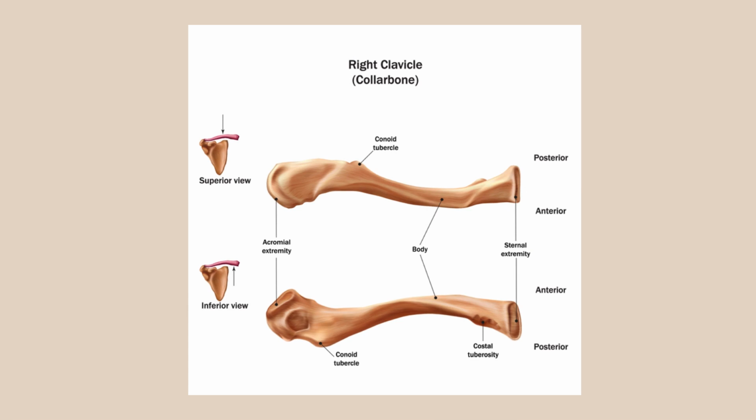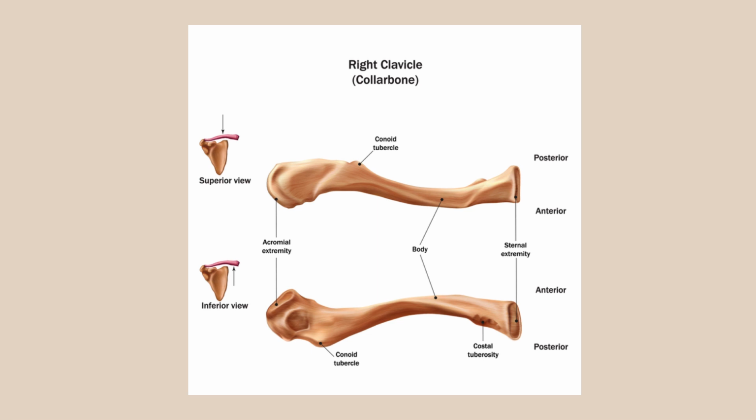The clavicle is an S-shaped bone that is slightly curved, with two main curvatures, a medial, sternal, end and a lateral, acromial, end. The medial end is thicker and has a rounded shape, while the lateral end is flattened and broadened. Medial, sternal, end: the rounded end of the clavicle that articulates with the sternum at the sternoclavicular joint. Lateral, acromial, end: the flattened end of the clavicle that articulates with the acromion process of the scapula at the acromioclavicular joint.